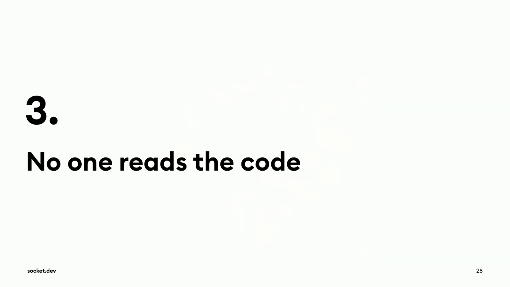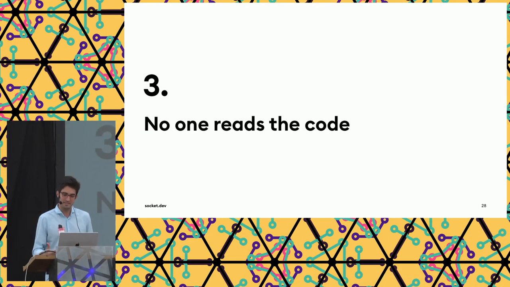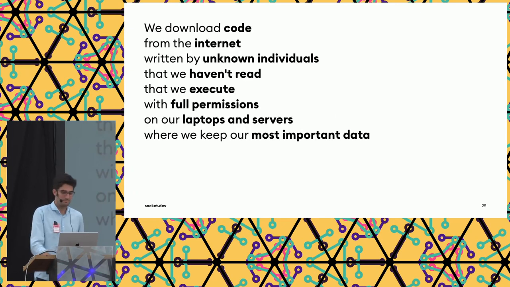So the third reason is that no one really reads the code anymore of the dependencies that they use. I don't know if they ever did, but what we're doing now when we use open source is we're downloading code from the internet written by unknown individuals that we haven't read, that we execute with full permissions on our laptops and our servers where we keep our most important data. So it's like a miracle that this actually works. Like, why are we doing this? Why does my computer not blow up every time I run npm install? I don't know.